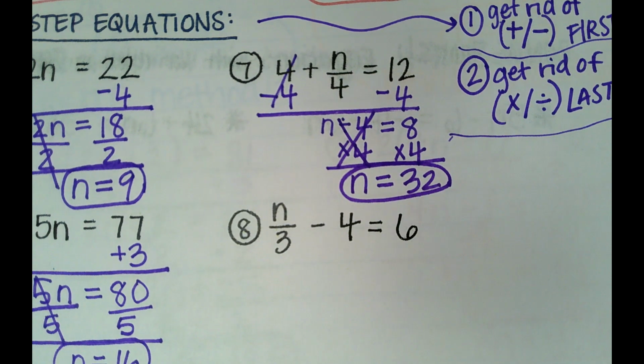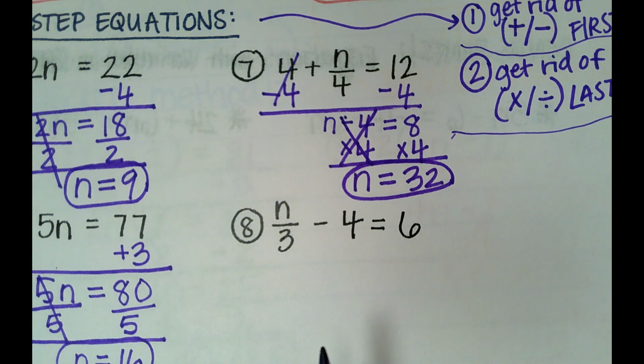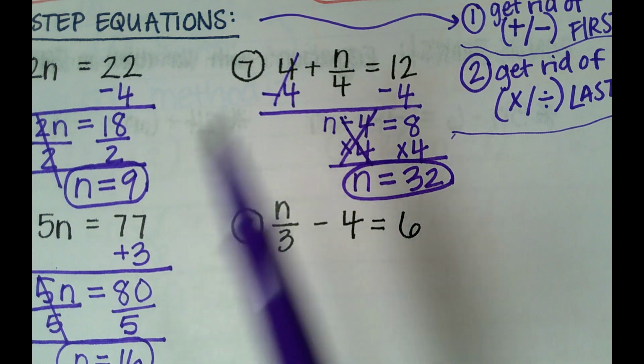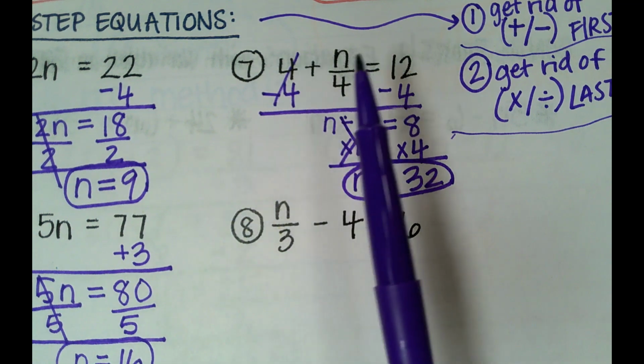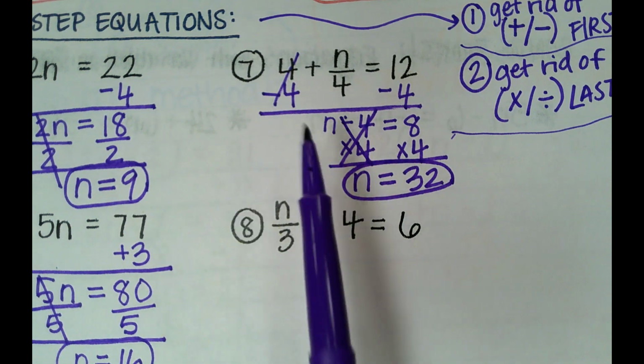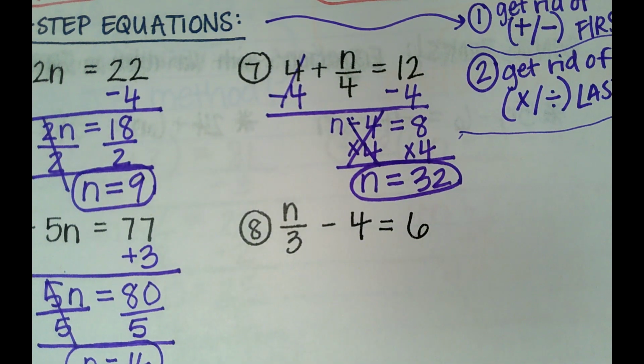Okay. And last one on the first page, number 8. That was a little easier. Yeah, this one's not as tricky looking. I think it makes it tricky when that addition is first, because there's not a sign in front of the 4. It makes it tricky.